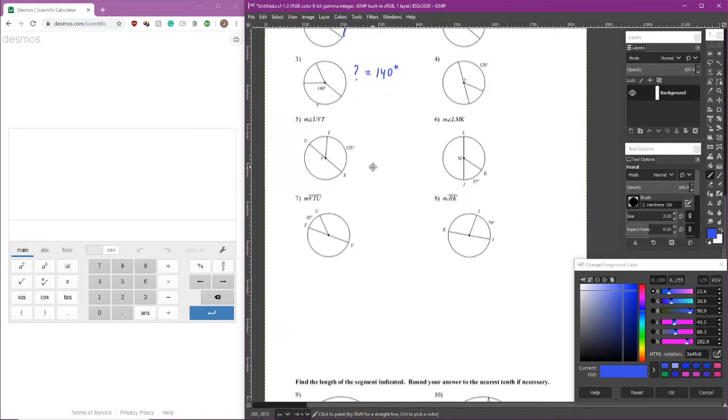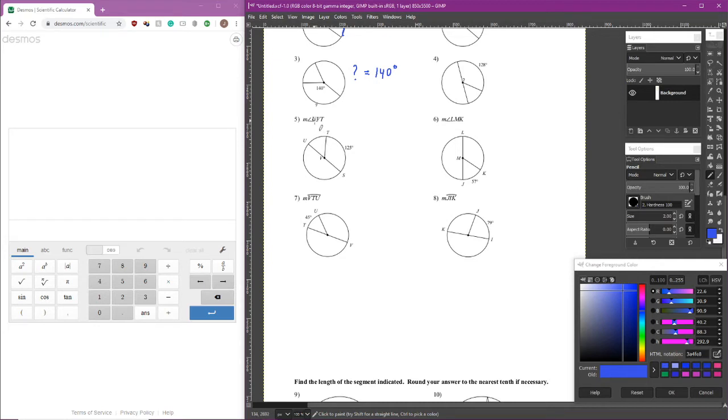Okay. Now with number 5, we have a little bit of a different skill, just learning to recognize the angle that they're talking about here. UVT. Here's U, there's V, there's T. So they're talking about this angle right here. They have given us a little bit of a puzzle here, but they've given us some clues. First of all, we know this is a diameter. And diameters make half circles, and half circles are 180 degrees. So let's write that up here because we know that.